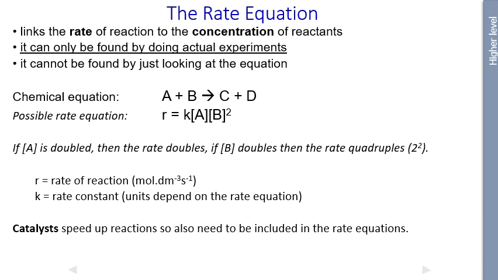Okay, so r is the rate of the reaction. In this particular case, it's moles decimeters cubed seconds to the minus 1, and k is the rate constant. That unit depends on the rate equation. The rate of reaction is simply the concentration changing over time of either the reactants or the products, and the rate constant depends on the rate equation. Catalysts can speed up reactions, so they also need to be included in rate equations.